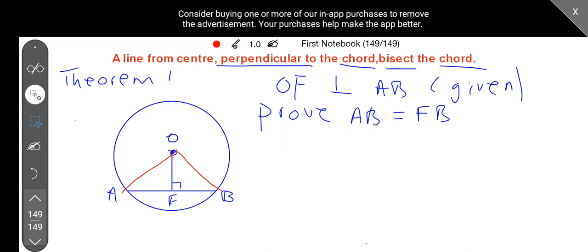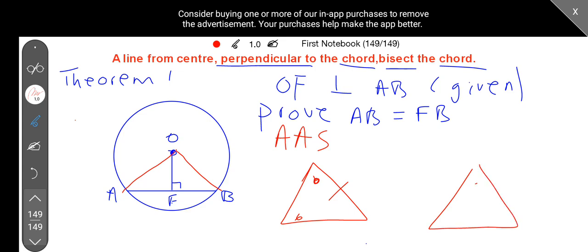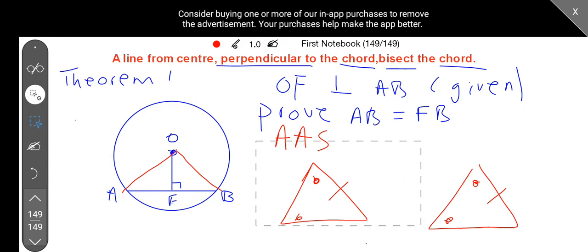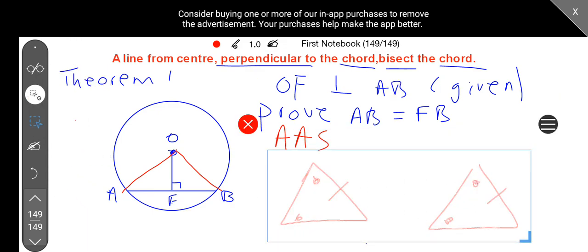So the other one is angle, angle, side. Angle, angle, side simply means: it's an angle, it's an angle, and then there's a side. Therefore, these two triangles are congruent. And then there's the last one. The last one includes the hypotenuse. Let's take a look at it.